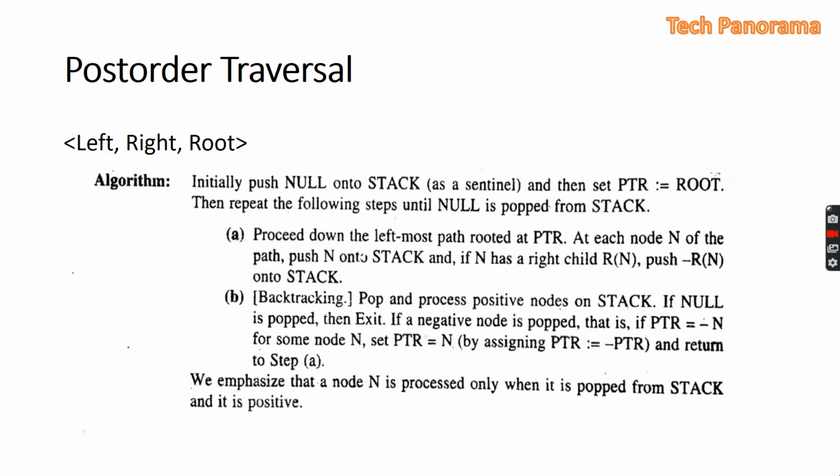Next is the post order traversal. Post order traversal follows the left subtree, right subtree, and then the root. Same as the previous ones, we initially push null to the stack and set PTR equal to root, and the process goes on till PTR is not null, or we can say till null is popped from the stack. So first we will proceed along the leftmost path with PTR.